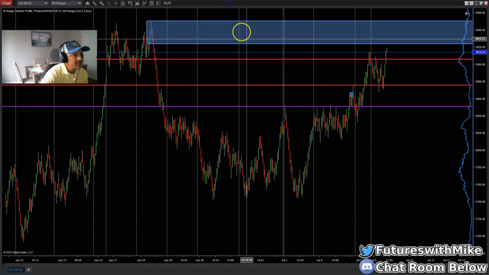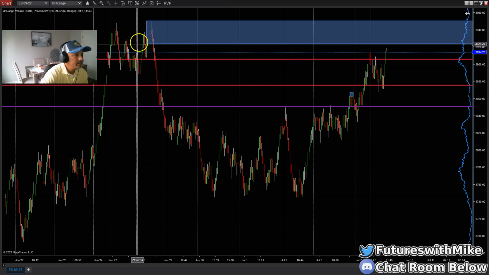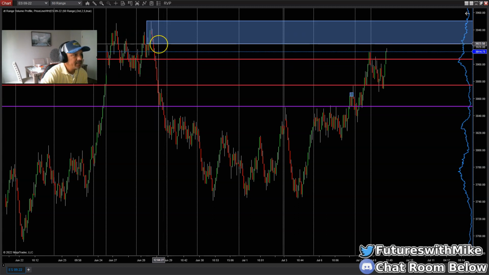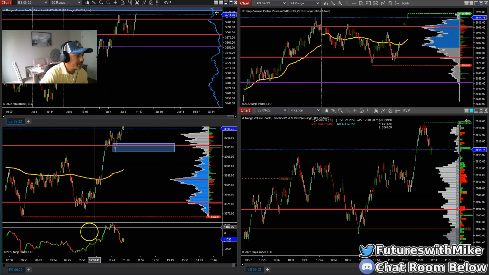I'm not sure, because we have to be careful. If you look at the 60 range, we are in an area of resistance where a lot of selling took place, and we are approaching an area of supply up there around 24. So have to be careful there.